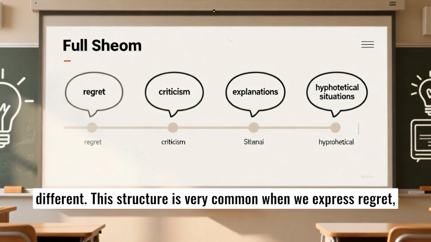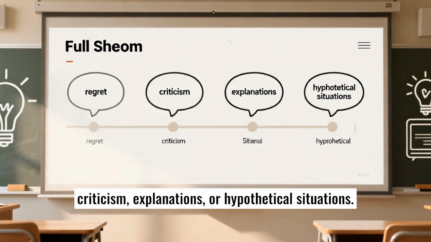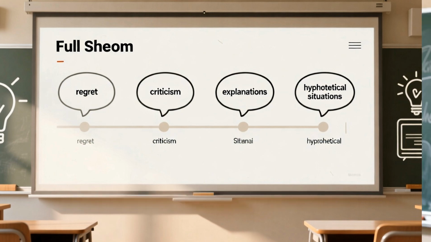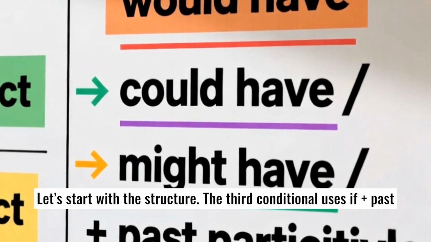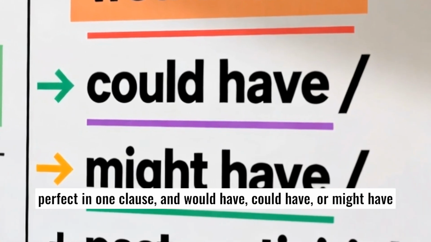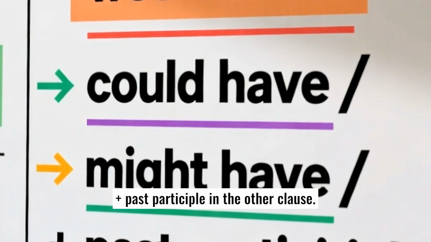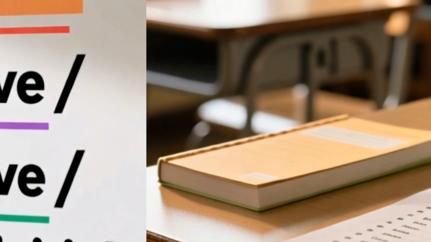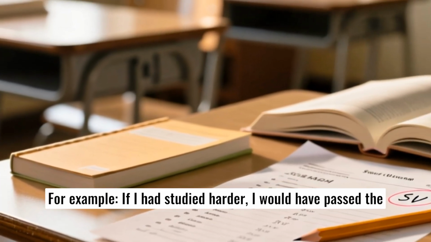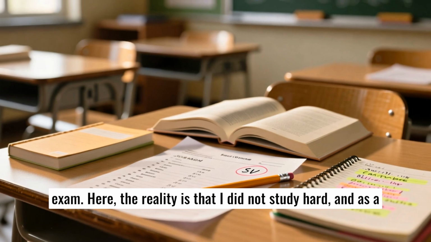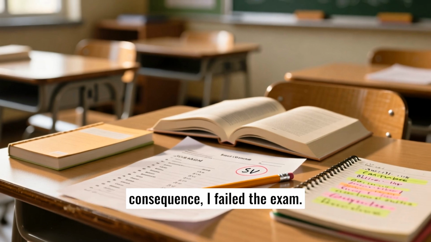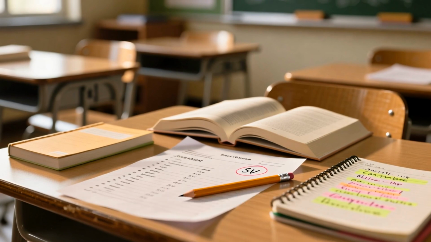This structure is very common when we express regret, criticism, explanations, or hypothetical situations. Let's start with the structure. The third conditional uses if plus past perfect in one clause, and would have, could have, or might have plus past participle in the other clause. For example, if I had studied harder, I would have passed the exam. Here, the reality is that I did not study hard, and as a consequence, I failed the exam.